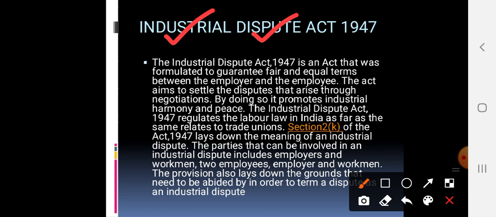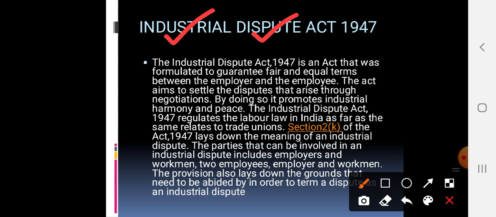So it can be disagreement about any matter among the employees working at the organization. That can be because of poor conditions at the workplace, or it can be because of some kind of partiality happening at the organization.